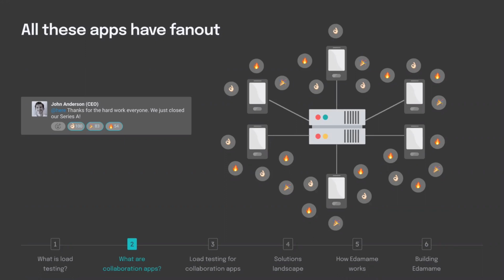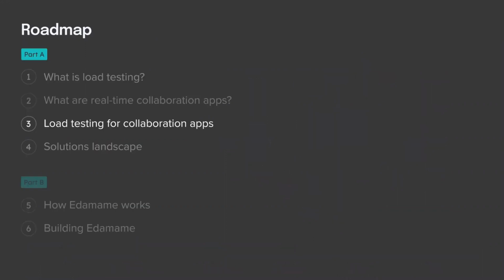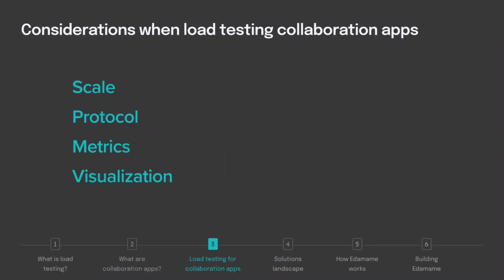So to see if their infrastructure can withstand this, it's important to conduct load tests that accurately simulate this kind of fan out pattern. With that in mind, let's take a look at what a load tester built for this use case might look like, using the considerations Rachel outlined for us earlier. So that first consideration is scale. How many virtual users do we need to generate?